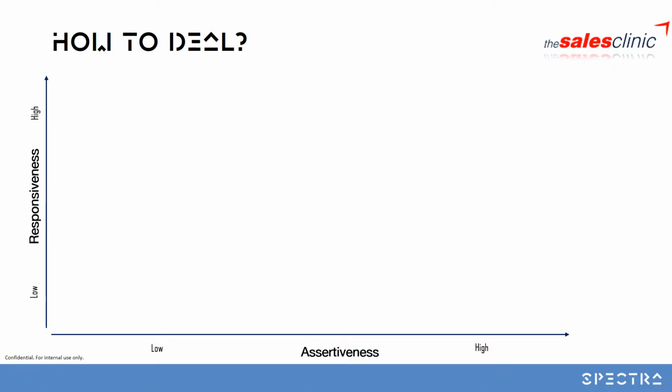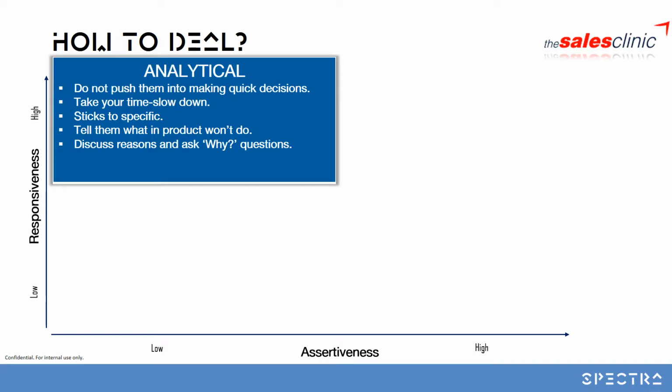Let's start with analytical people. You should not push them to make a decision quickly. You should slow down. Take your time. You should stick to the specifics. Tell them what the product can do for them and what it cannot. Anyways, they will ask you questions and would come to know, so it's better you tell them upfront.